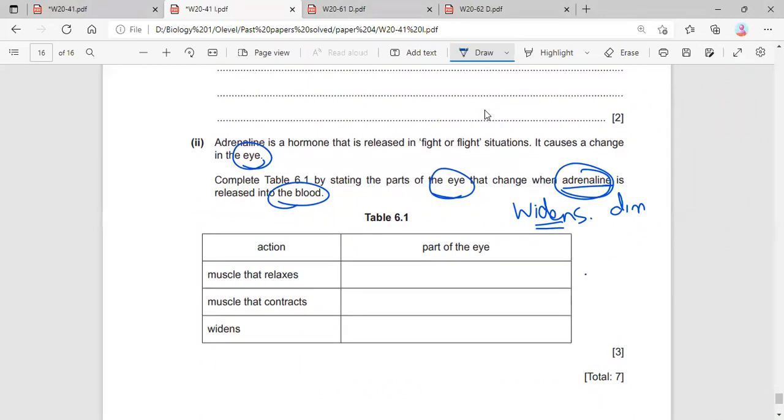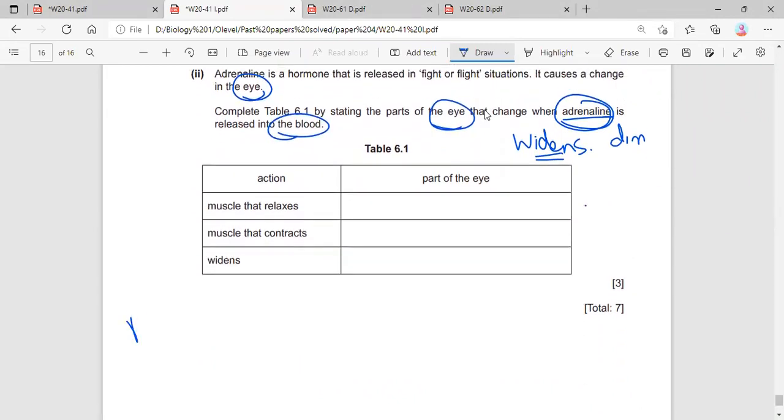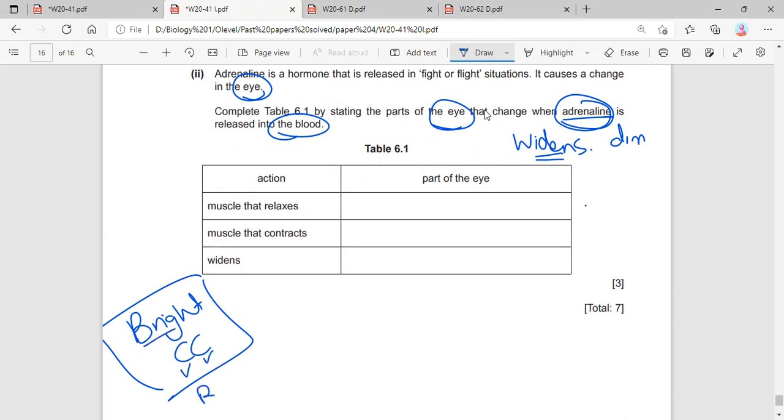Remember that we took in bright light, CC. This is how we memorize it. In bright light, CC. What does this mean? In bright light, circular muscle contracts, radial muscle relaxes. What about dim light? Dim light, we will do the opposite. CR, circular muscle relaxes while the radial muscle contracts.